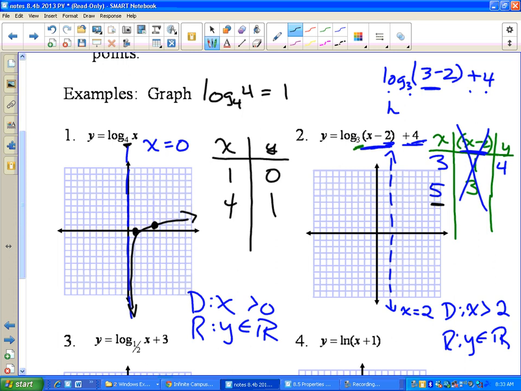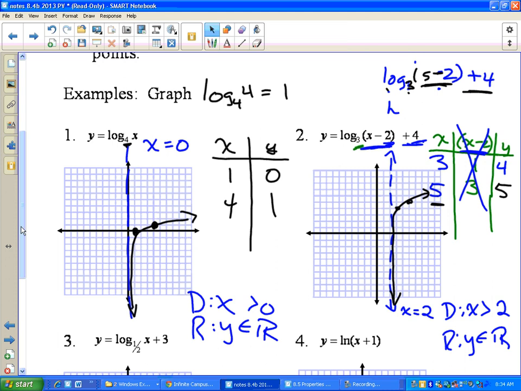Let's try 5. So we're saying log base 3 of 5 minus 2. What's 5 minus 2? So log base 3 of 3 is 1, plus 4 is 5. So the 2 points I'm going to plot are 3, 4, and 5, 5. So I start down, and I come off. There's my graph.